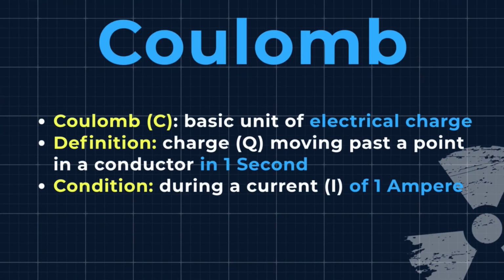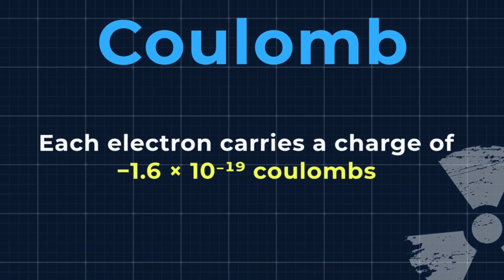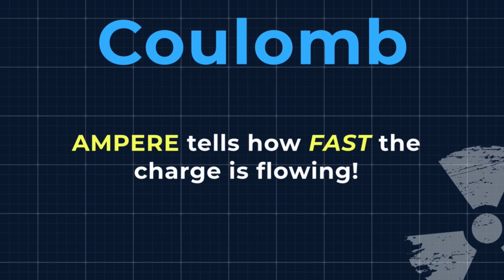For the sake of clarity, let's break down the coulomb. It's the basic unit of electrical charge, the amount of charge that moves past a point in a conductor in just 1 second when there's a current of 1 ampere flowing. Now, the ampere itself is the SI unit for current, and current is really just charge that's on the move, usually in the form of electrons, each carrying a charge of negative 1.6 times 10 to the negative 19th power coulombs. So really, the ampere is just telling us how fast the charge is flowing.